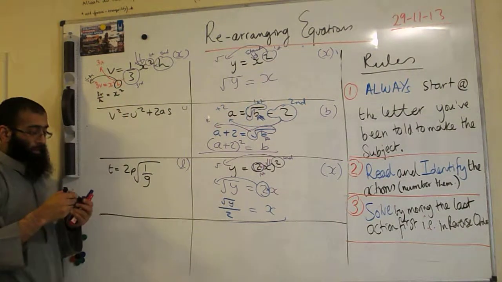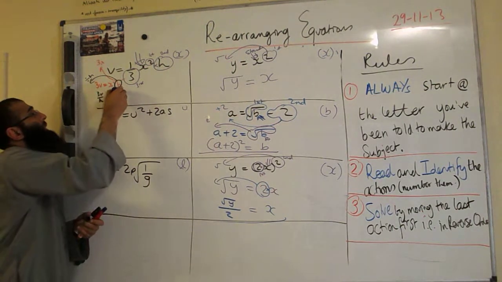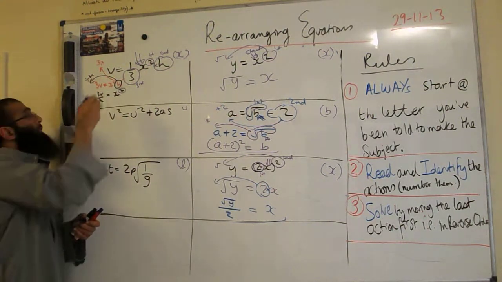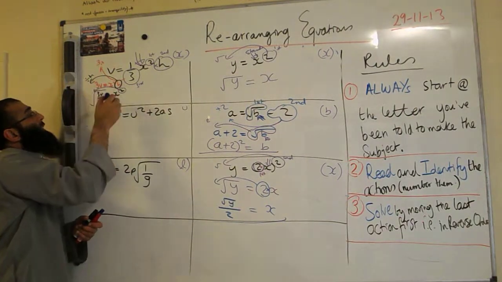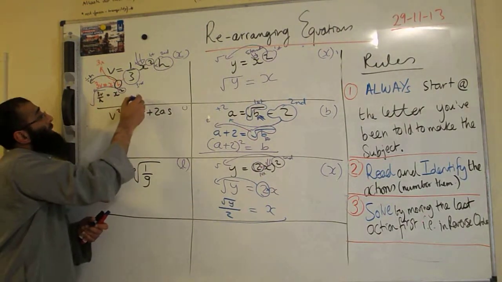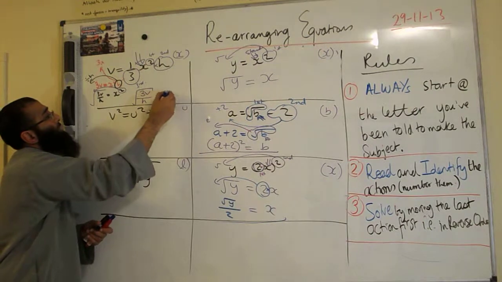Now, Rutaba, we have to move the squared. Opposite of squaring is? Square root. I'm running out of space. I'm going to slide some over here. So you have 3v divided by h and the whole lot square rooted is equal to x.